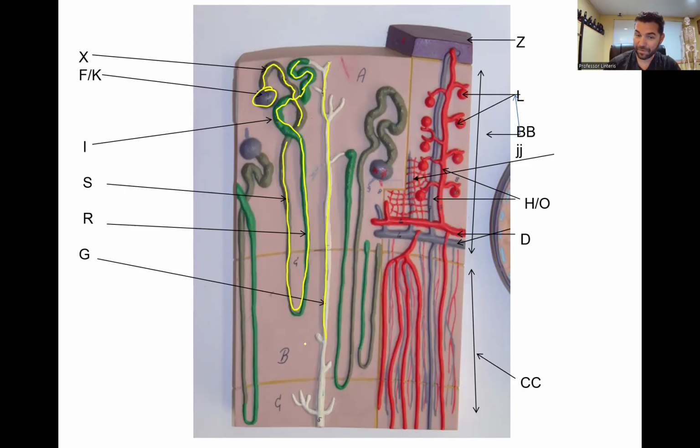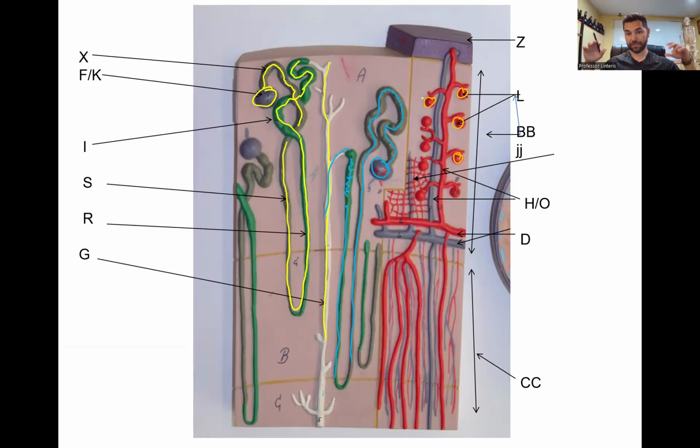I will label another one for you. Not the best, but I'll try to show you. This would be our Bowman's capsule, PCT, descending loop, ascending loop, and then it's kind of weird here, but that would be your DCT, obviously draining into the collecting duct. Makes sense. The only thing I'm going to add in here is these are our glomerular capillaries, or our glomerulus, if you will.